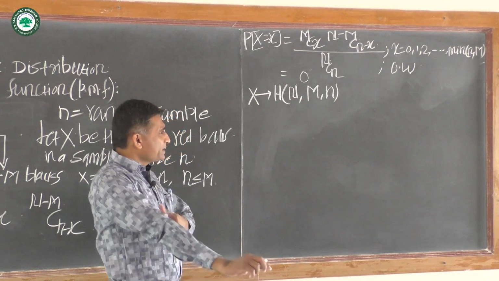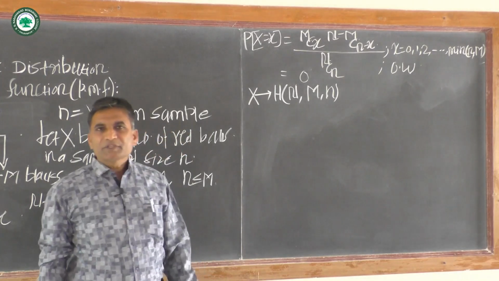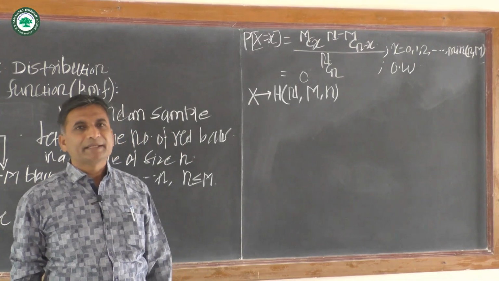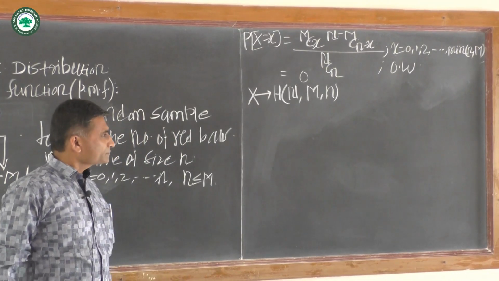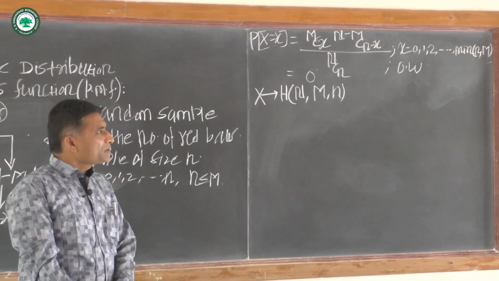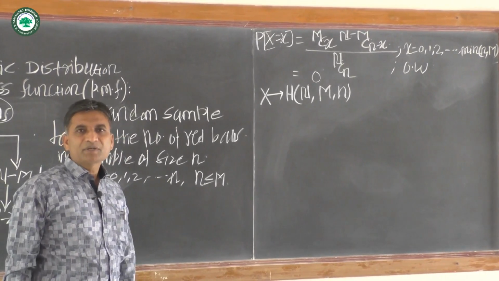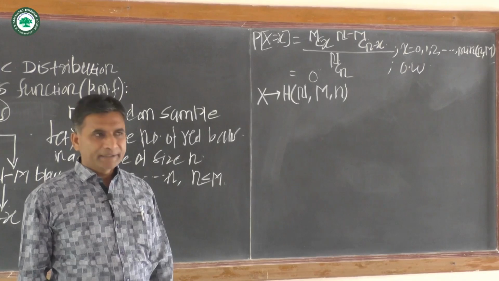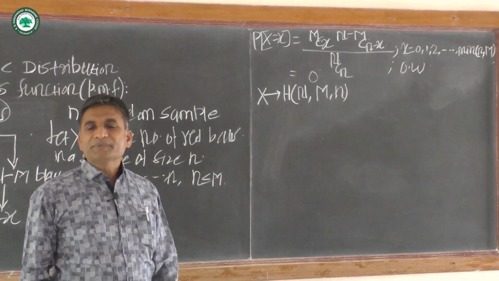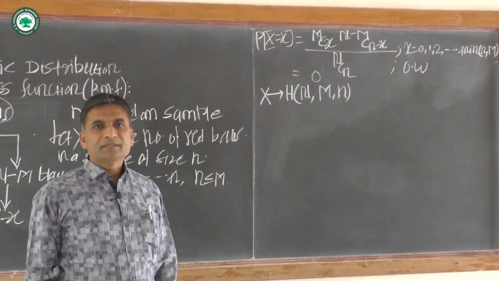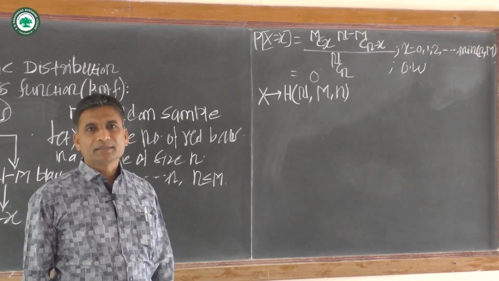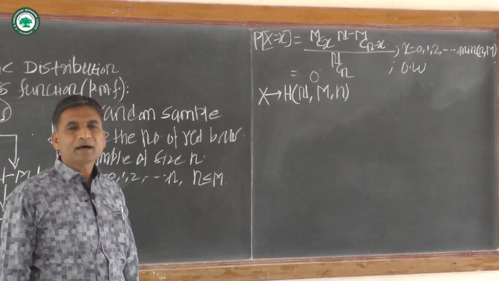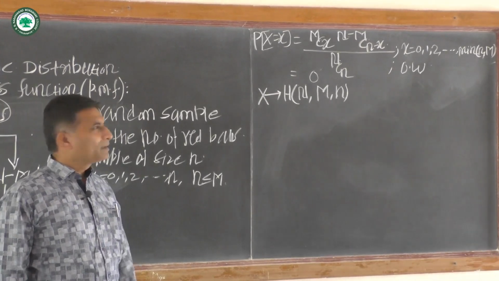In the hypergeometric distribution, the population is divided into two mutually exclusive categories. Then the draws are dependent. In the hypergeometric distribution, the draws are dependent. The probability of success changes from trial to trial, and the number of trials is fixed in the hypergeometric distribution.